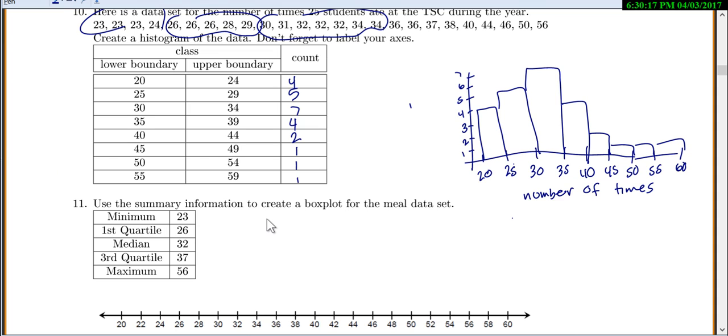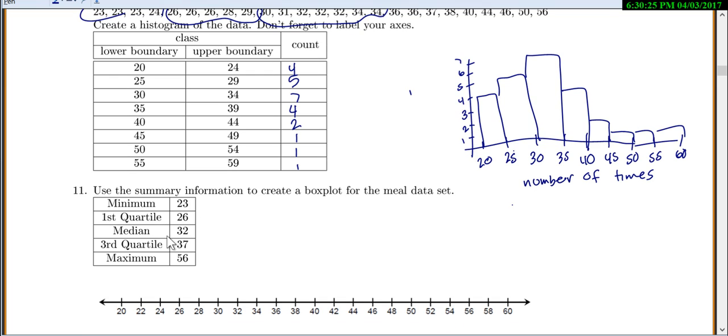Okay. I might ask you to use summary information to create a box plot for the data set. In our case, they told us what our minimum, first quartile, median, third quartile, and maximum look like. So all I have to do is draw it on. My minimum is at 23, so sometimes I make a line at each number. So 23, 26, 32, 37, and 56. Your middle three are your actual box, and then you just draw a whisker to each one. And when you look at this, it's very obvious from the box plot that that is right skew because you have a much longer right whisker there.